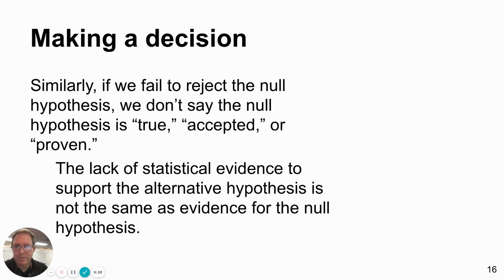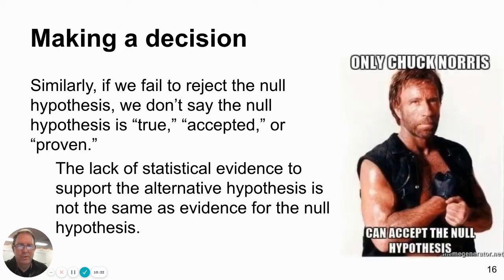Similarly, if we fail to reject the null hypothesis, we don't say that the null hypothesis is true or accepted or proven. The lack of statistical evidence to support the alternative hypothesis is not the same as evidence for the null hypothesis. The alternative hypothesis might have been true, but your statistical test wasn't strong enough to find it. So the conclusion, if you fail to reject the null, you never say that you accept the null. Only Chuck Norris can accept the null hypothesis.